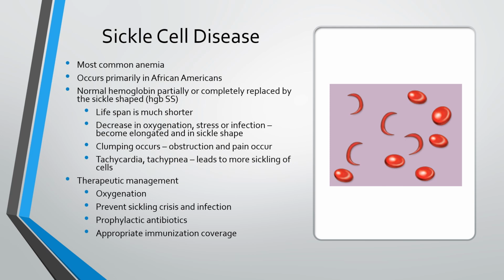Tachycardia, tachypnea is just going to create more sickling of those cells. So again, what are we going to do for these patients? We're going to oxygenate them, right, to push those cells through and hopefully create new, healthier cells. We're going to try to prevent that sickling crisis and infection. Most of these patients are going to be on some type of prophylactic antibiotic because infection creates more sickling, and then making sure they have appropriate immunization coverage, especially if they've got to get their spleen removed.